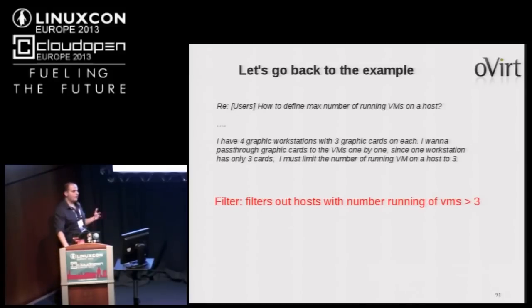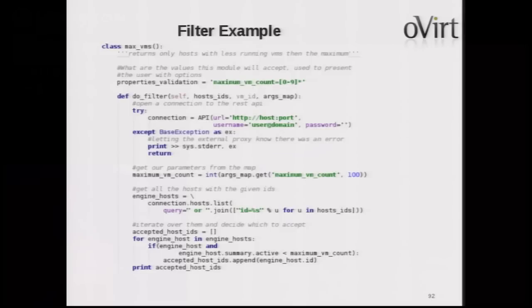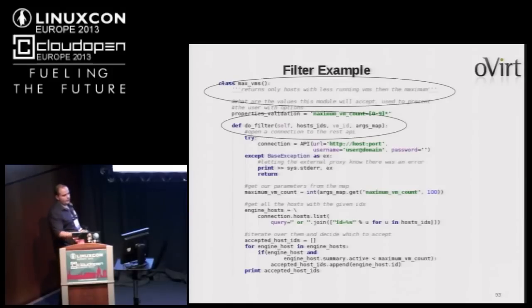So if I'm going back to the example, I would like to define the maximum number of running VMs on a host. Then I want my filter to filter out hosts that are running more than 3 VMs. So I create a Python class called maxVMs. I have a doFilter function over here that gets the host IDs. These are the IDs of the hosts that are available for now for me to run the VM on, and the VM ID. And I have here some arguments. For example, the maximum number of VMs is an argument that I get as an input in here.